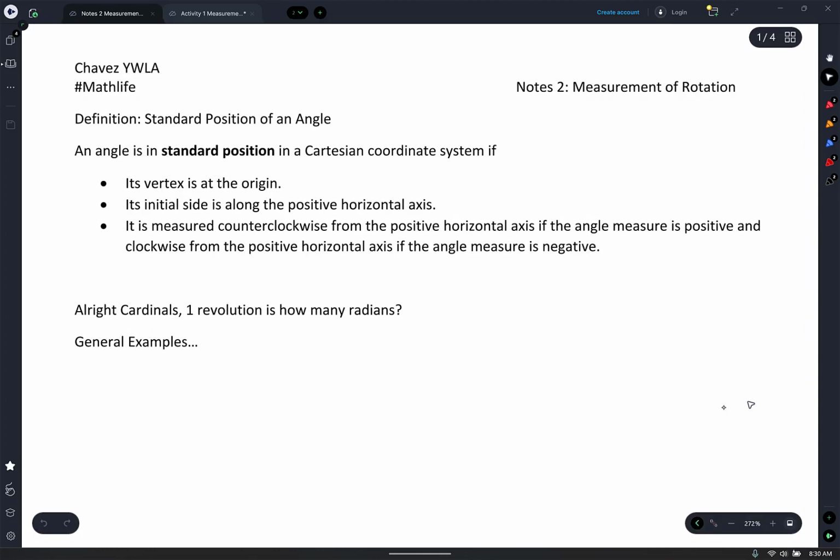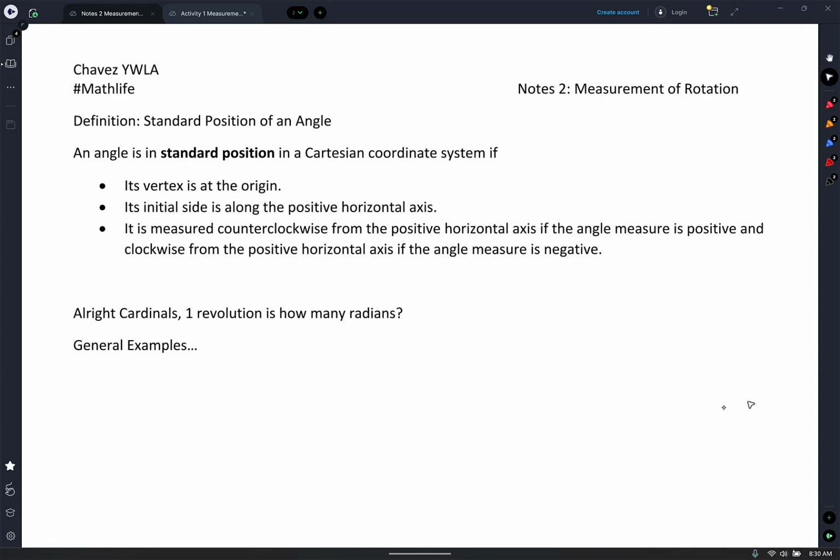All right. Notes 2, measurement of rotation. So you guys are pretty good at this already, kind of. You guys are really good about degrees. It's the radians that we have issues with. So let's see what it says here.